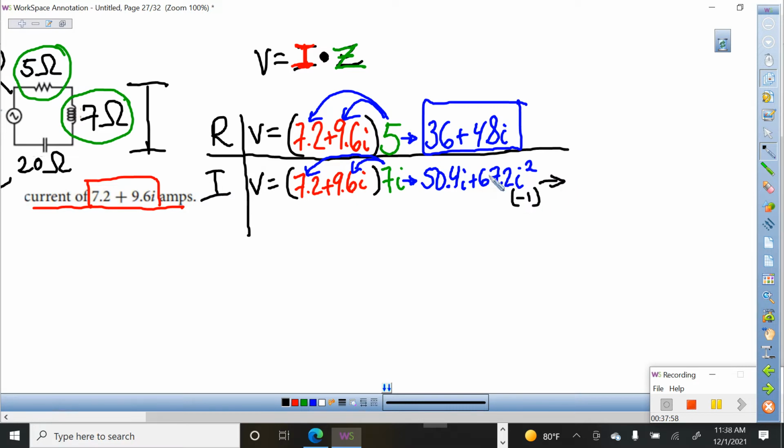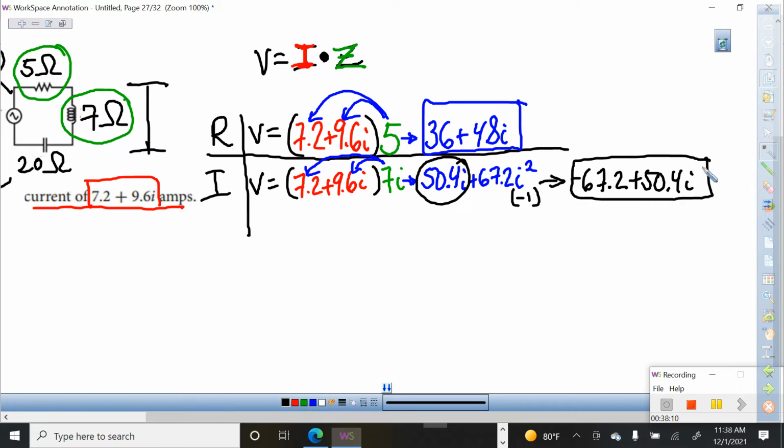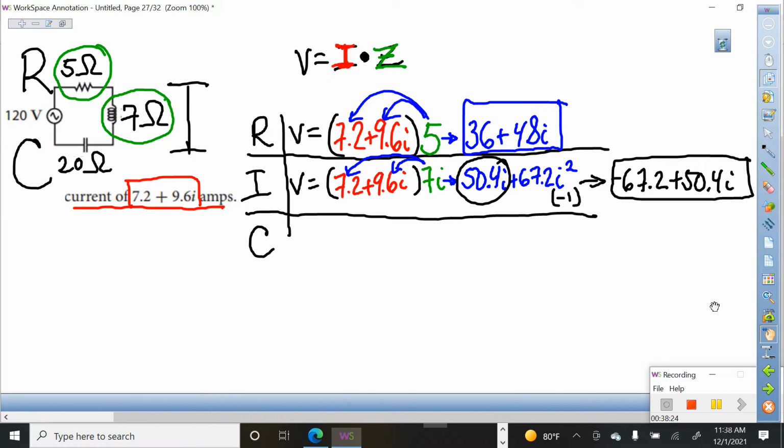So, what is -1 times 67.2? That's -67.2. And what goes at the end? The I, positive 50.4I. This is the voltage going through the inductor. Next, we're going to the capacitor.